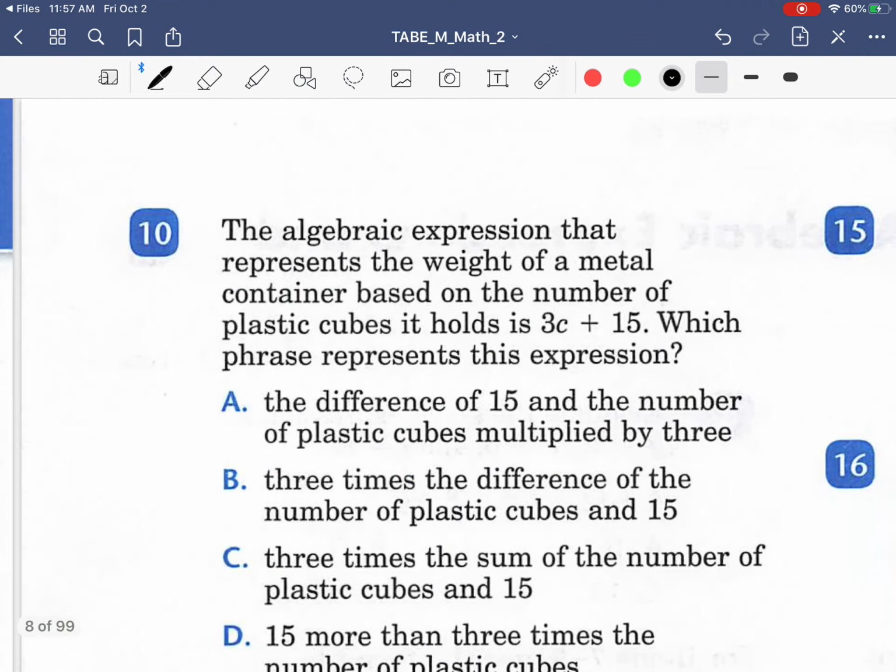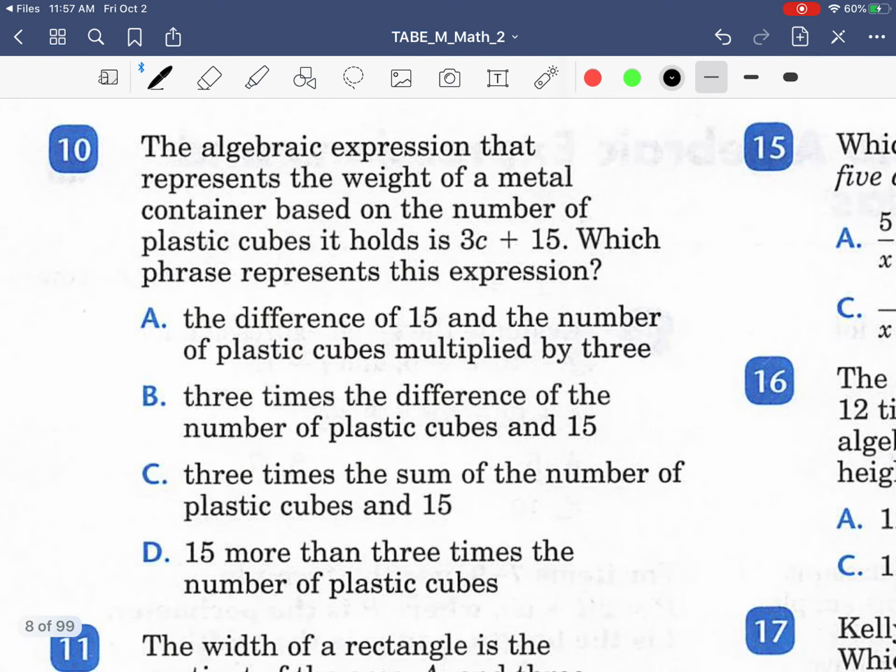Okay, number 10. The algebraic expression that represents the weight of a metal container based on the number of plastic cubes it holds is 3C plus 15. Which phrase represents this expression? So this time we're working backwards. They've given us the expression and we have to tell what it means. What would the word problem say if we had to write the expression?